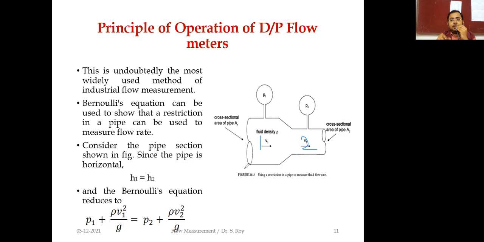If such a thing happens, then Bernoulli's theorem takes place and the pressure P2 at point 2 has a lower value compared to the pressure P1 at point 1. So we measure these two pressures, P1 at point 1 and P2 at point 2, and we get the differential pressure. As per Bernoulli's theorem, P1 plus rho V1 square by 2 equals P2 plus rho V2 square by 2.